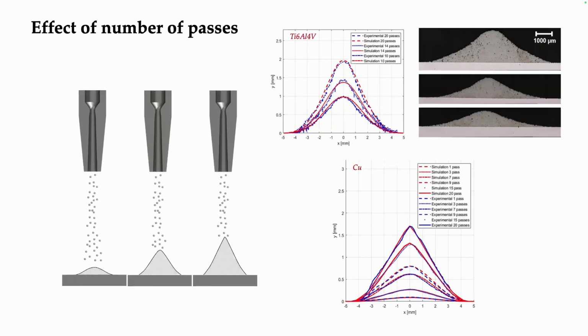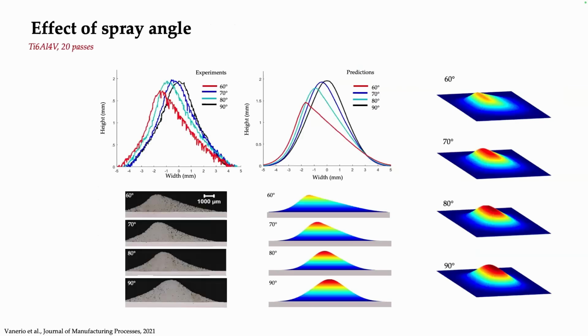So the model is able to capture the effect of the number of passes, and also the effect of the spray angle. As we are changing the angle of the nozzle with respect to the substrate, the shape of the deposit, its height and its width are changing continuously.